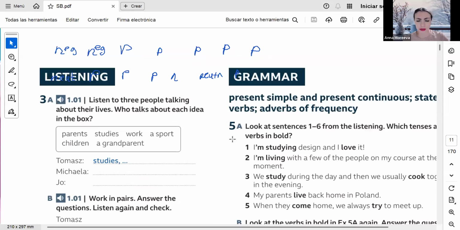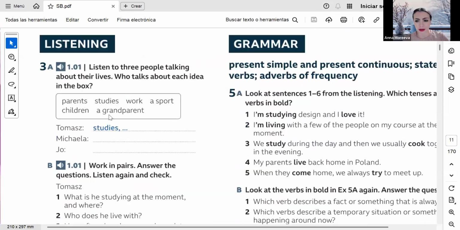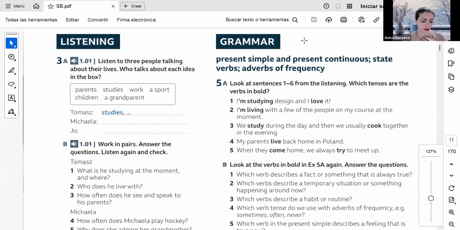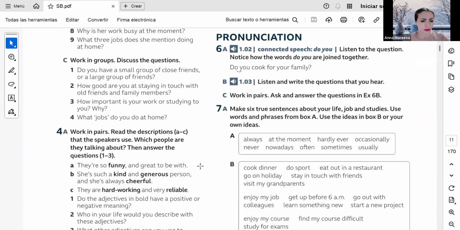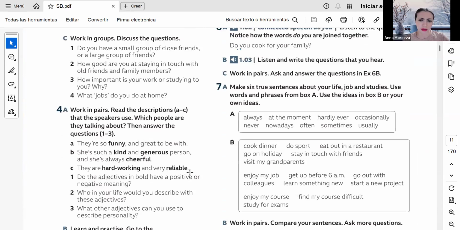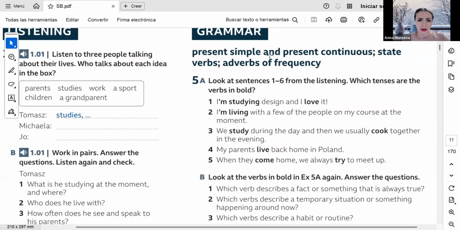Page 11, where we stopped, that was grammar. So in the presentation, we saw the difference between present simple and present continuous, also state verbs and adverbs of frequency. Here we have 5 sentences. Why does it say 6 and here 5? I don't know. So we have the sentences. Which tenses are the verbs in the bold? In the bold, it means in black.